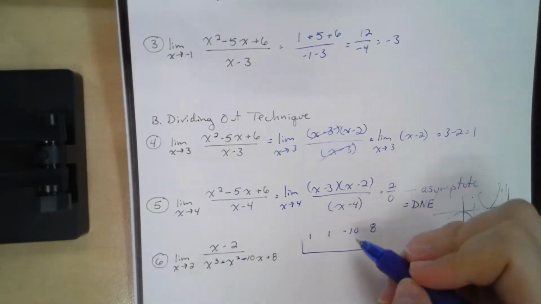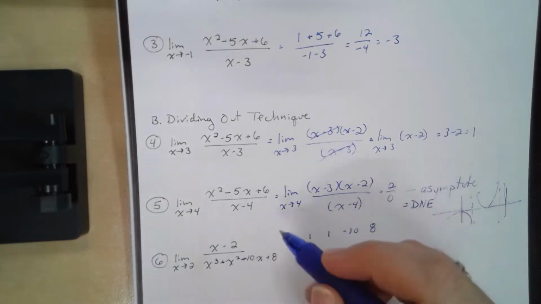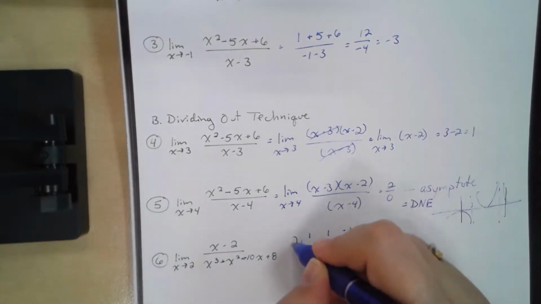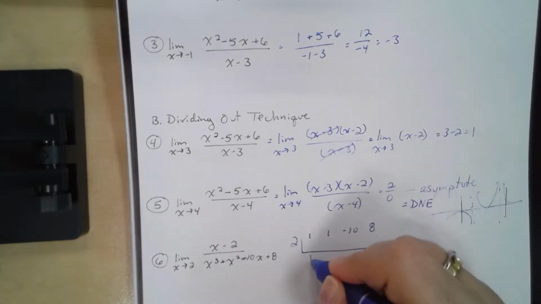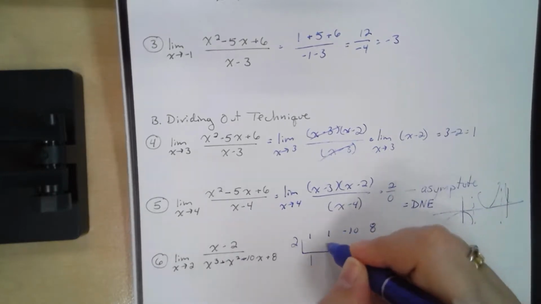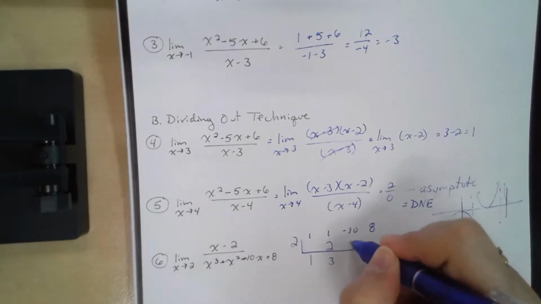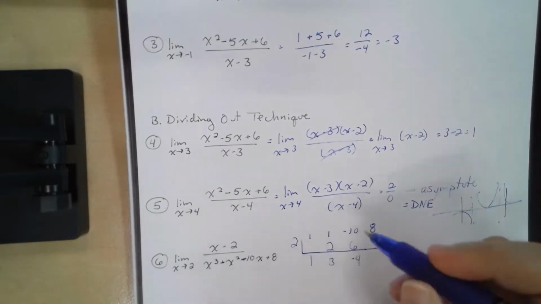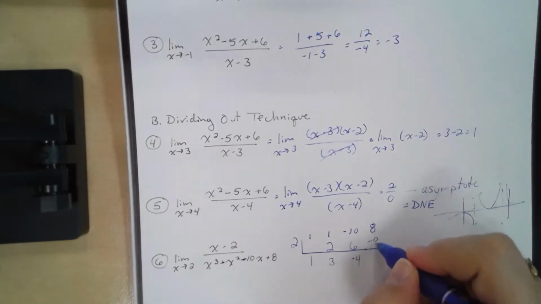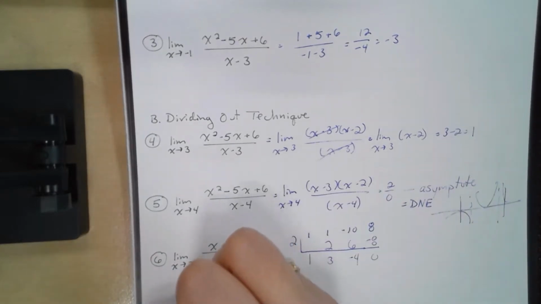So if I divide here, I'm dividing by x minus 2, so this is 2 here. 1 just comes down. 1 times 2 is 2. 1 plus 2 is 3. 3 times 2 is 6. 6 plus negative 10 is negative 4. 4 times negative 2 is negative 8. And that, of course, becomes 0. So we know that this is going to factor out.